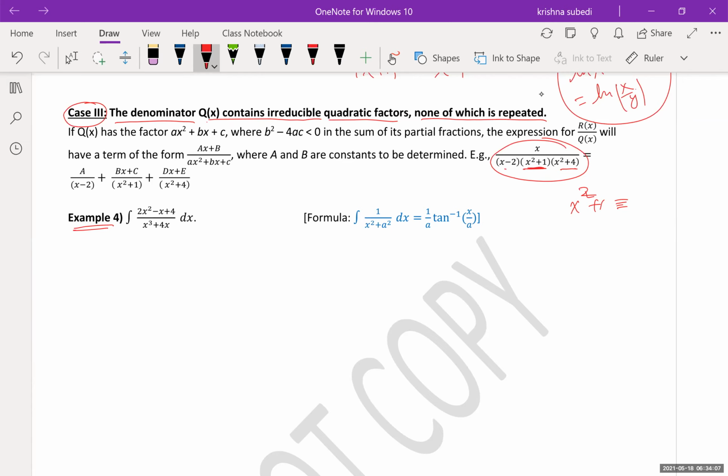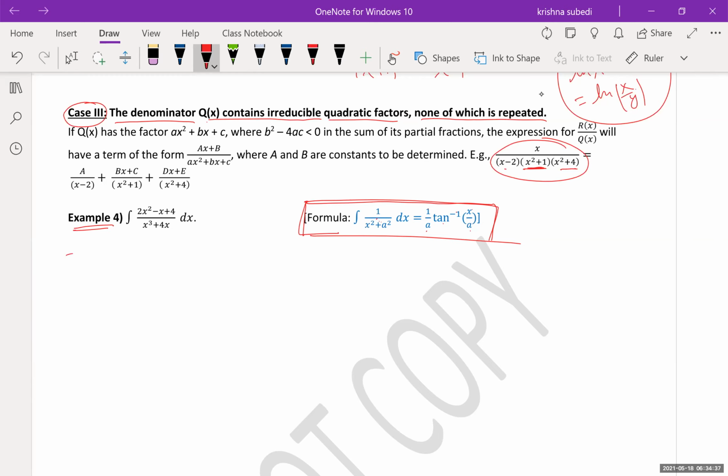We'll look at one example here, but before we start, I just want to remind you of one formula: the integral of 1 over x squared plus a squared dx equals 1 over a times tan inverse of x over a. This formula will be given to you. If you memorize it, great. If not, it will be given to you. Whenever you see this kind of expression, just use the formula directly. You don't have to do anything.